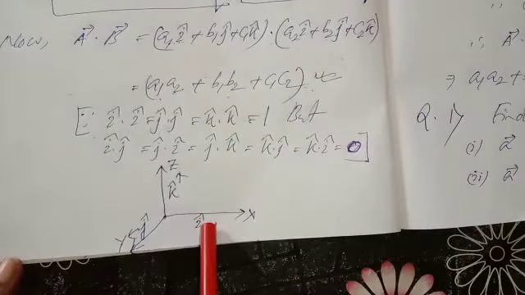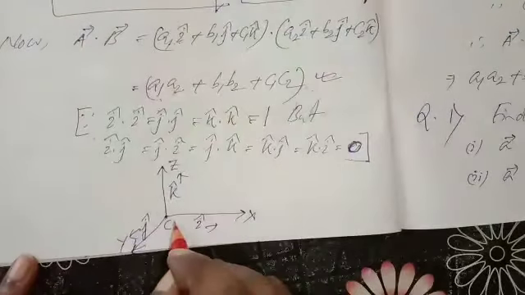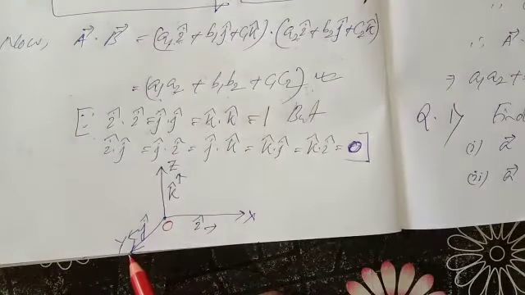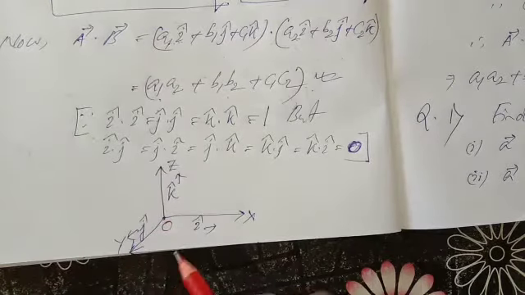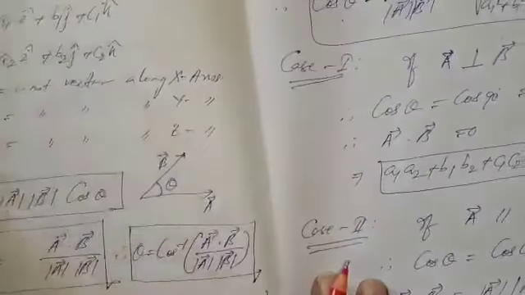Now I am showing it in the diagram. i is the unit vector along the x-axis, O is the origin or center, j is the unit vector along the y-axis, and k is the unit vector along the z-axis. After that, we have to find the magnitude of a. How will we find it?